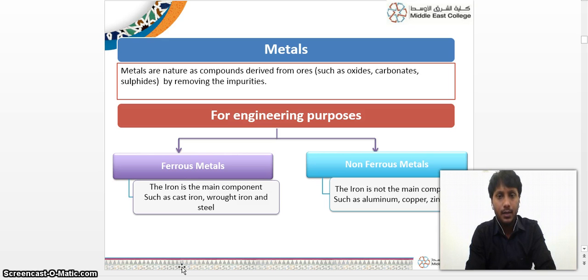For engineering purposes, these metals are classified into two types: ferrous metals and non-ferrous metals. In ferrous metals, iron is the main component, such as cast iron, wrought iron and steel. Coming to non-ferrous metals, iron is not the main component. Non-ferrous metals are such as aluminium, copper, zinc and lead.